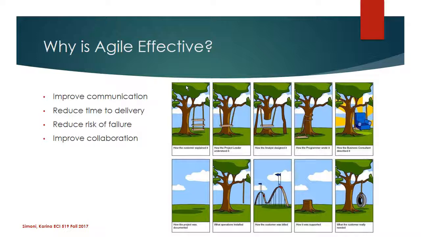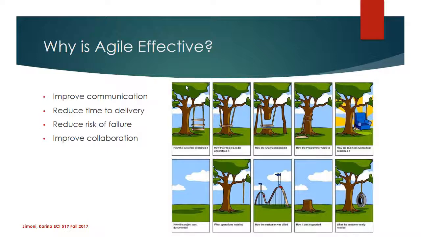And it also improves collaboration, not just between the customer and the person creating the project, but also between all of the people who are working on that team. So if we look at this famous tree example, a customer has asked us to build a swing. In the first picture in the top left, the customer has explained it in a very confusing way, and so we don't actually understand how to build it correctly.